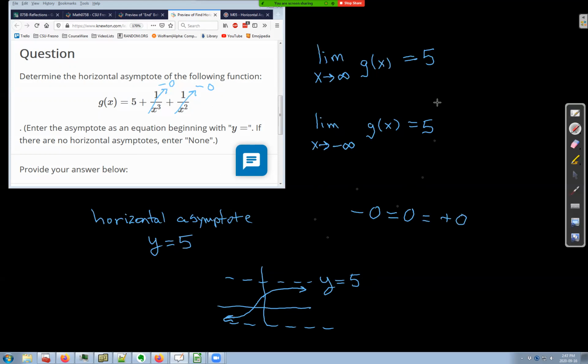And so then in that case, these would be two different numbers. And that would just mean that you would have two horizontal asymptotes. But that didn't happen in our case. They're both the same number. So we just have one horizontal asymptote, and there it is.